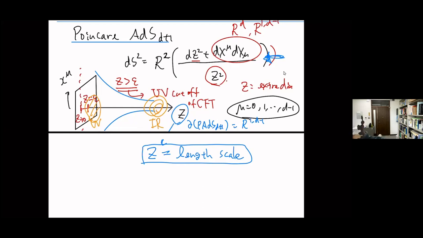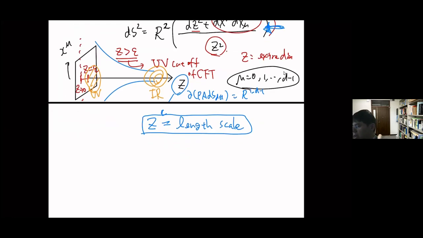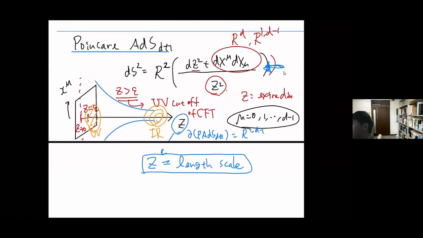This corresponds to the CFT ground state. But if you slightly excite the system, with low energy excitation, you get small ripples, small gravitational waves here. If you have a very high energetic excitation, it appears here. For a low temperature black hole, you get a black hole horizon here, but for a high temperature black hole, you get the horizon very close to the boundary. So this is the basic interpretation of the energy scale in the AdS/CFT correspondence.